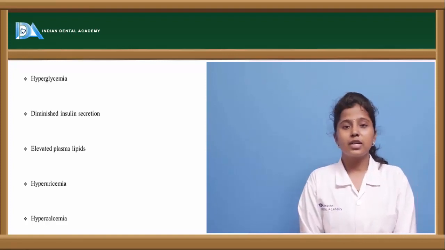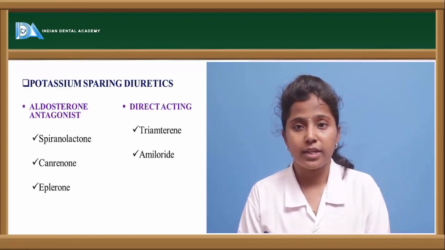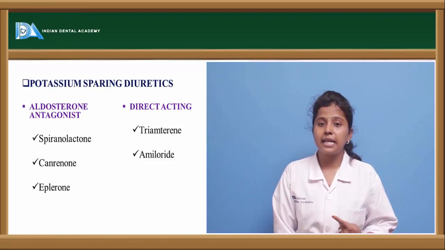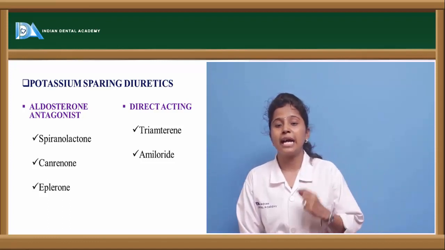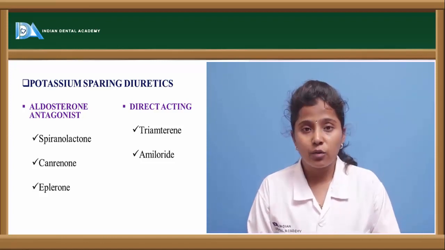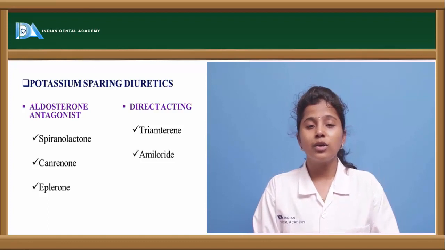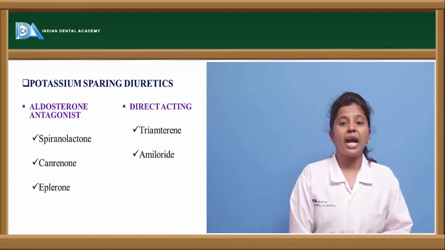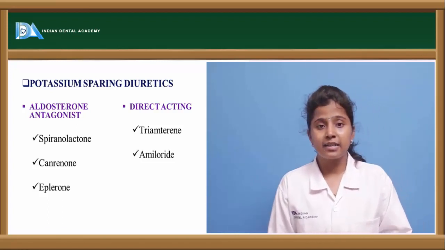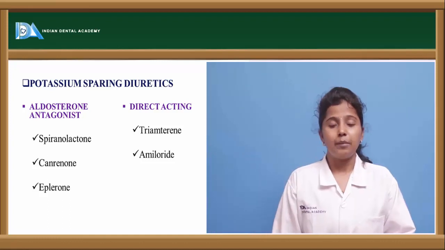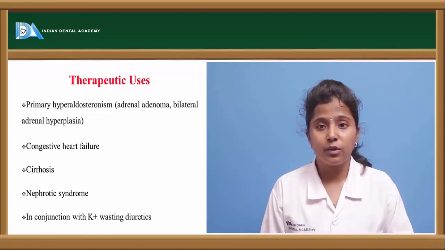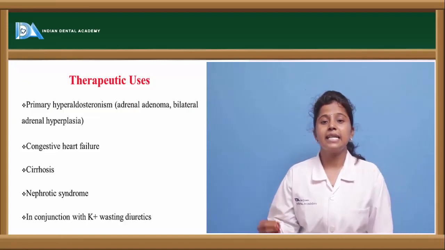The last category of drugs are potassium sparing diuretics. In these potassium sparing diuretics, we have two categories of drugs. One is directly acting and the other one is aldosterone antagonist. Aldosterone antagonists include drugs like spironolactone, canrenone and eplerenone. These are the drugs which act by antagonizing the aldosterone. And there are directly acting potassium sparing diuretics like amiloride. These potassium sparing diuretics usually act at the collecting duct.